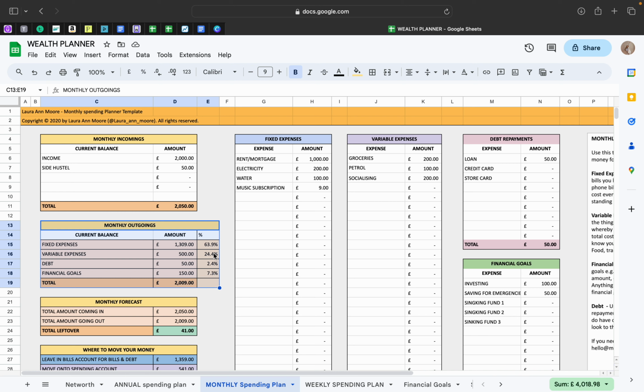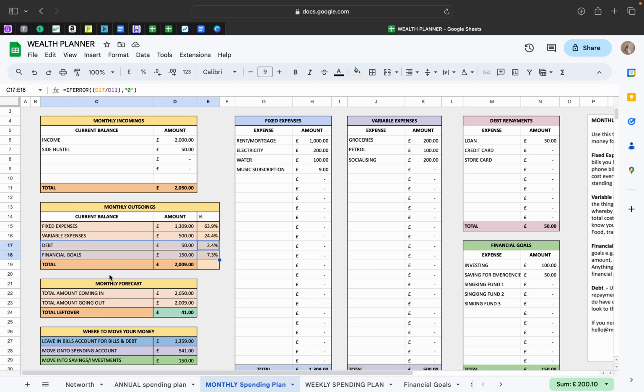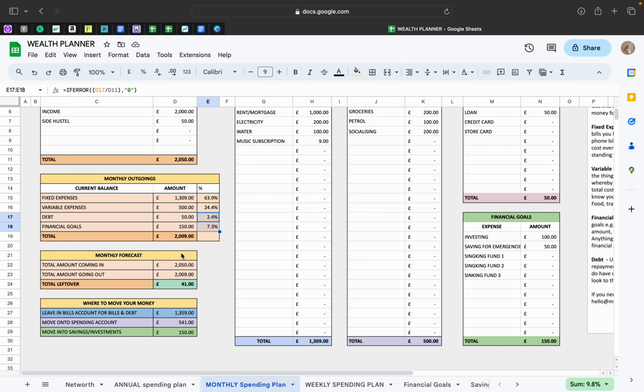It's going to break it down for you here. As you can see, most of your money is going on fixed expenses, 25% on variable, and then you've got debt and financial goals, which is only 7 and 2%. Here, you can see you have £2,050 coming in. All of your expenses come together to be £2,009, which means you have £41 left to spend on things outside bills.